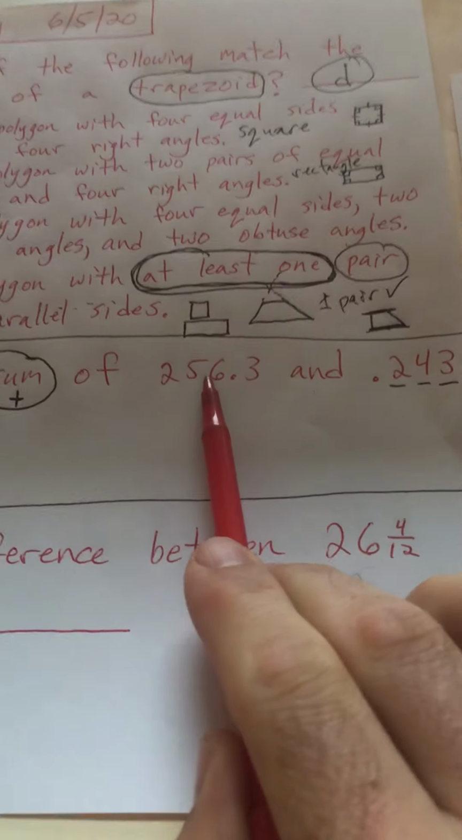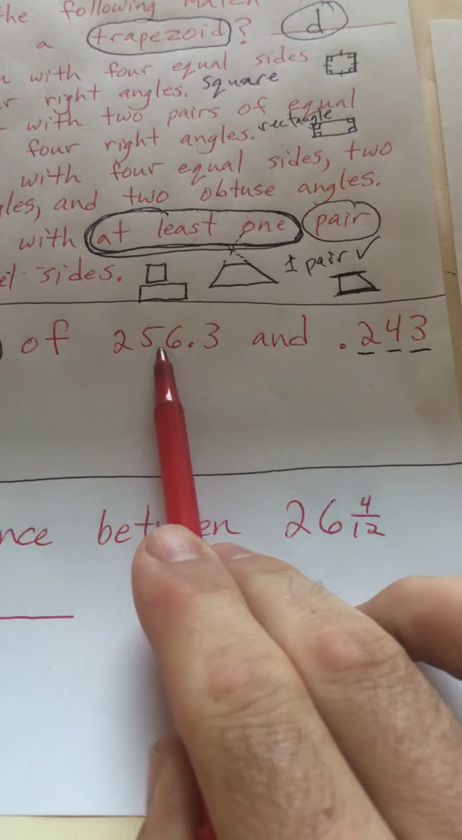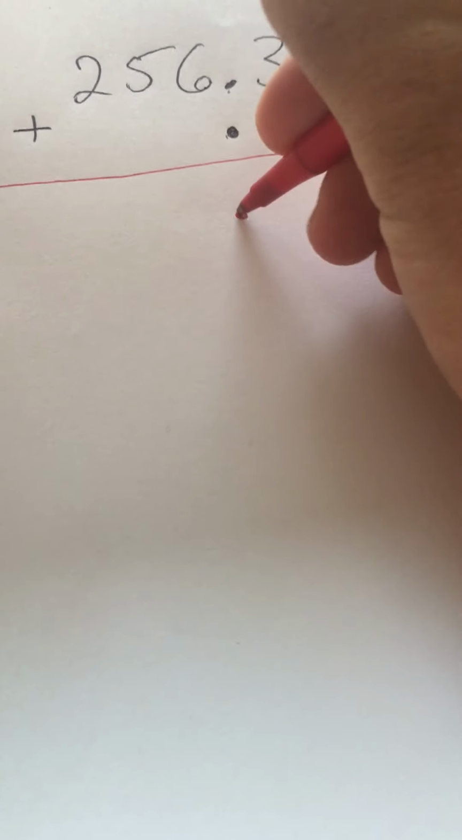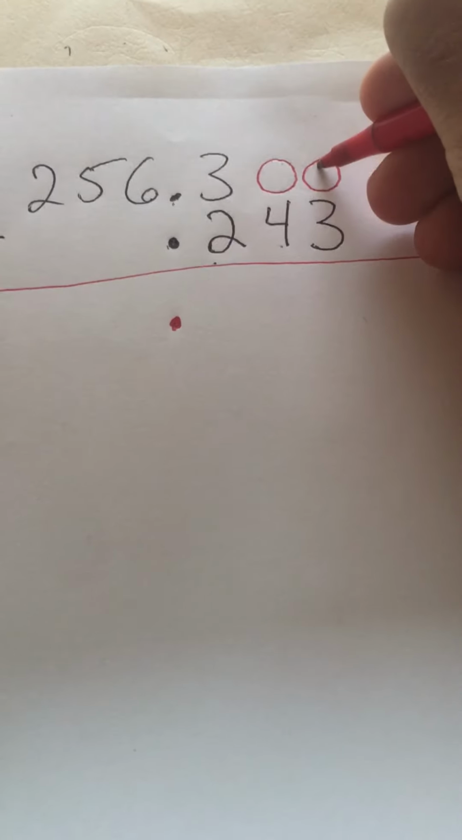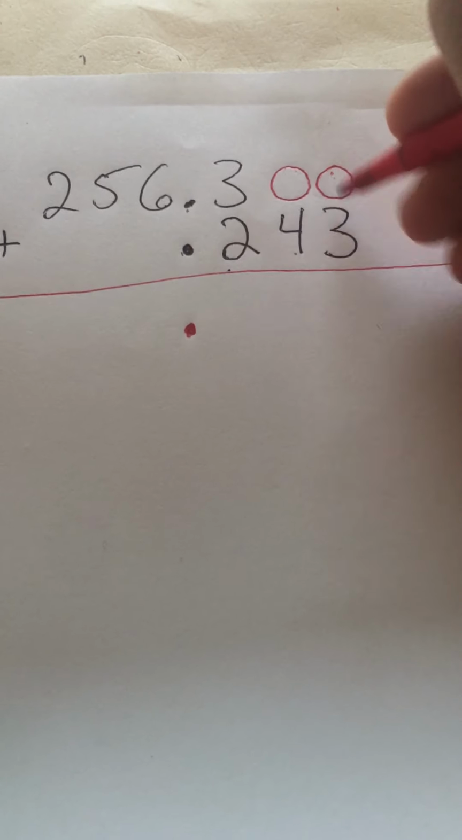Okay, I'm going to check one more time. Do I have the right numbers? 256.3 and 0.243. 256.3 and 0.243. We're good to go. So we're going to set the decimal point. This is where our decimal point is. Now we're going to add all the place values that are the same place value together.